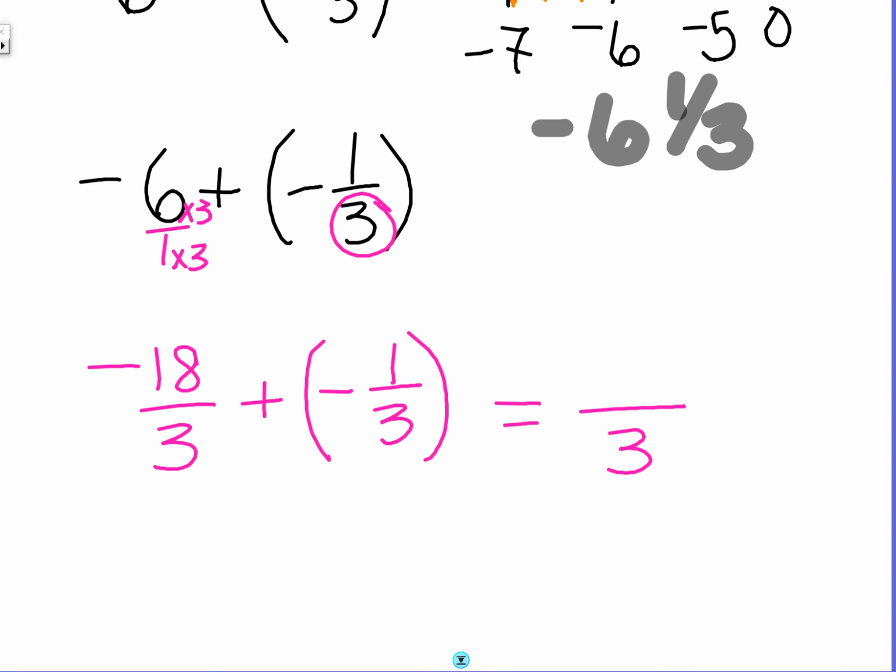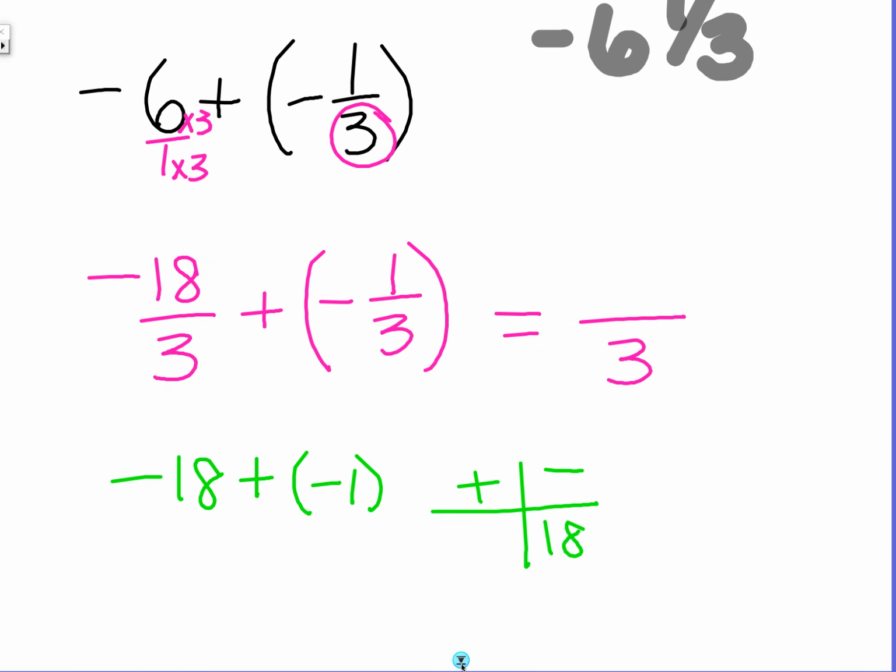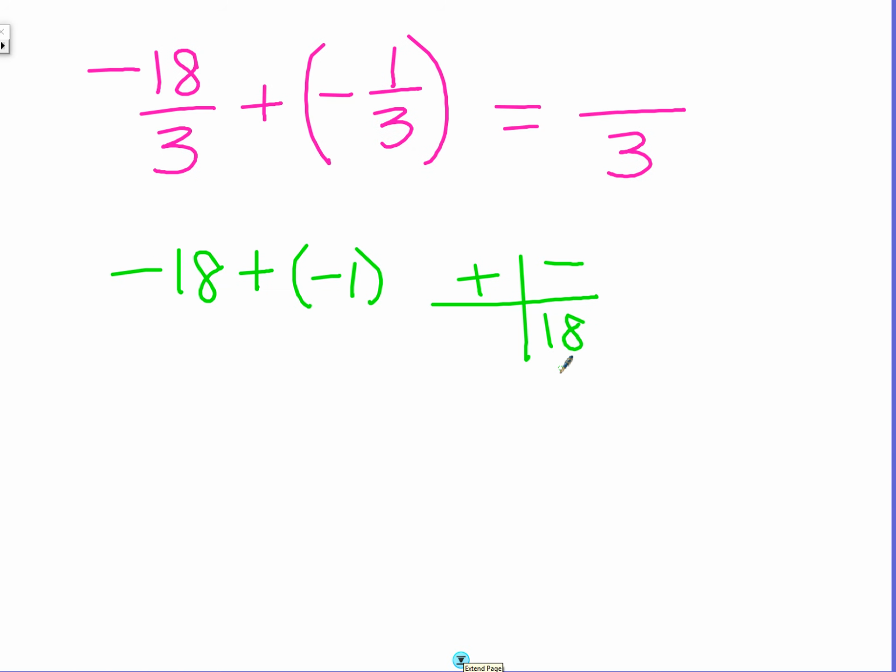The math problem I am now answering is negative 18 plus negative 1. So if I look at my scoreboard, I have 18 points on the negative team, and then I have 1 more point on the negative team. There's only points on the negative team, and how many points does the negative team have? 19.